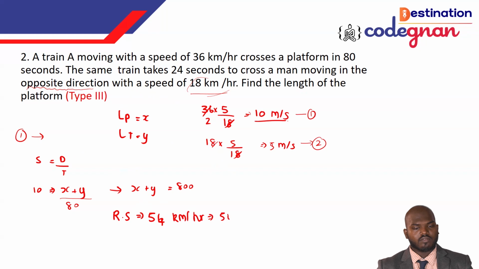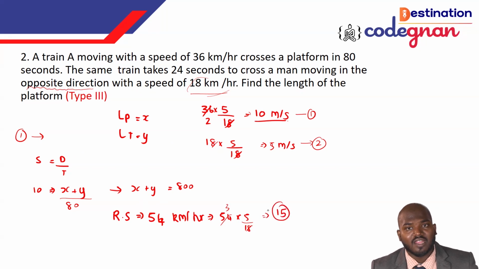So 54 times 5 over 18, 18 times 3 is 54, and 5 times 3 is 15. So we get 15 meter per second here. That is the relative speed of both of them in this case.